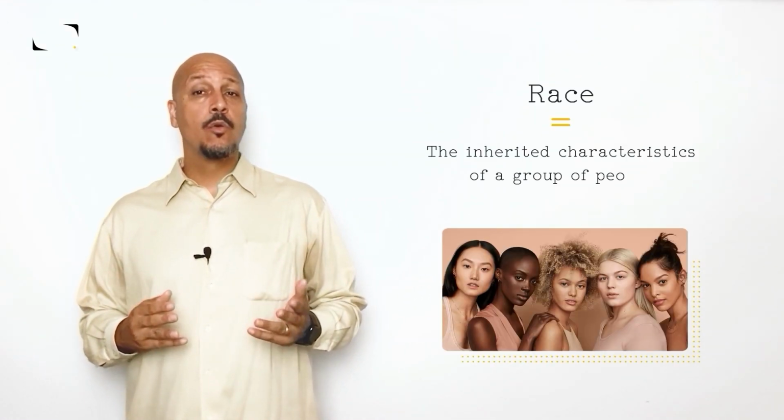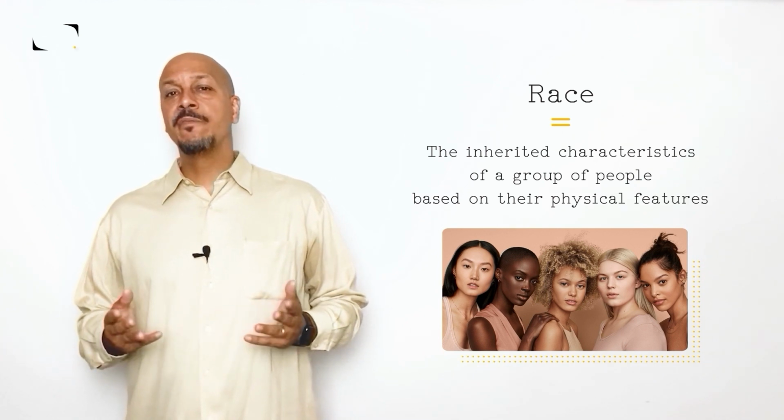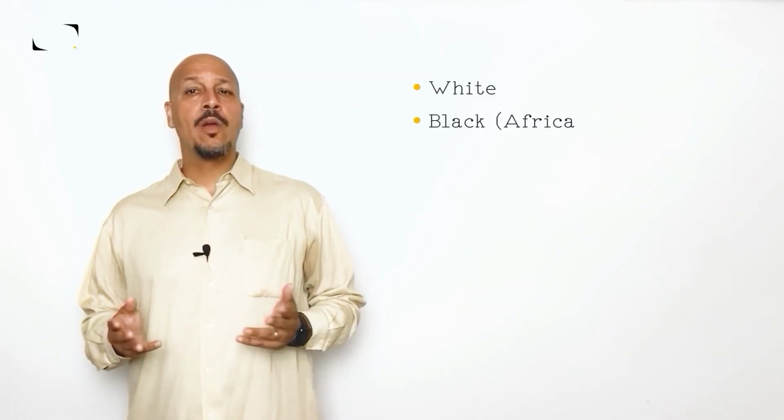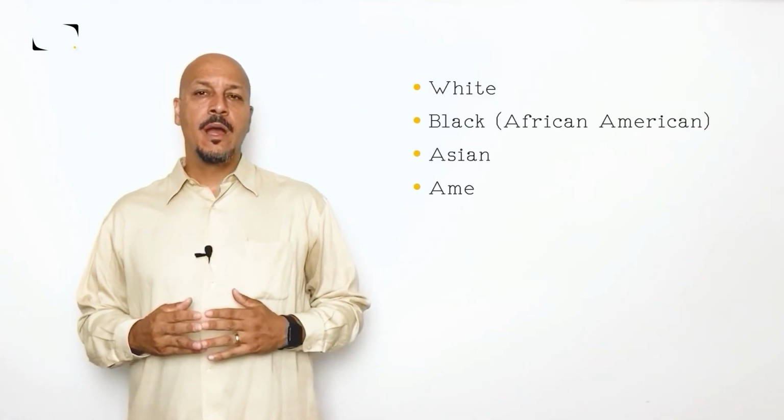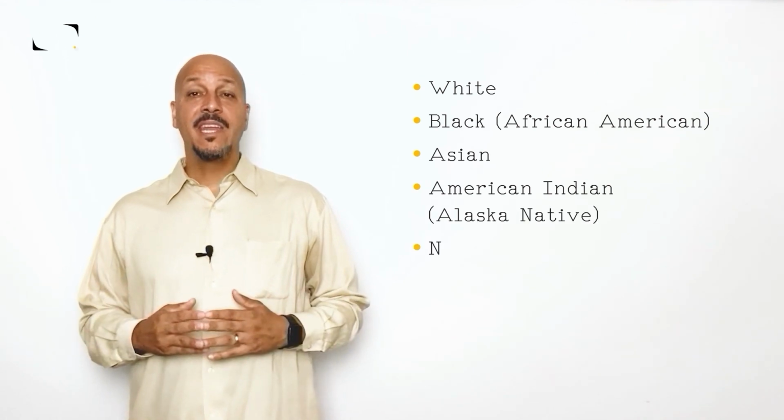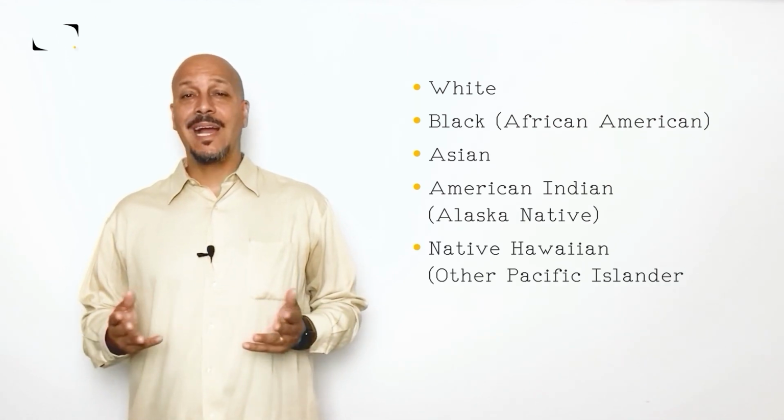Let's talk about some appropriate words and terms you can use to converse about race in English. The word race refers to the inherited characteristics of persons or a group of people based on their physical features. In the US, the government uses the following racial categories: white, black or African American, Asian, American Indian or Alaska Native, and Native Hawaiian or other Pacific Islander.